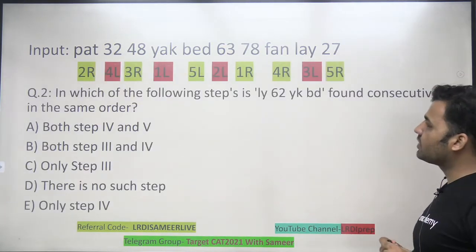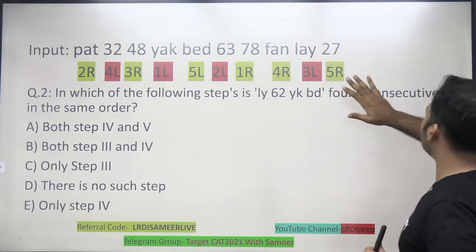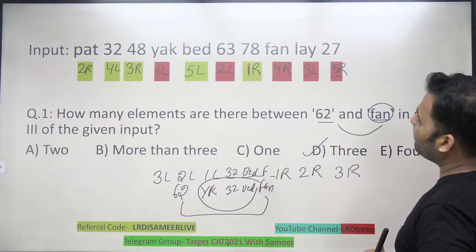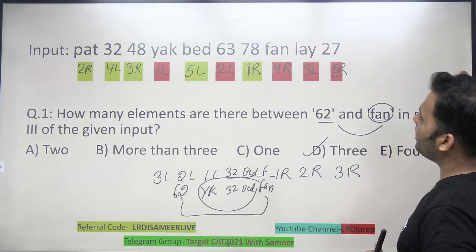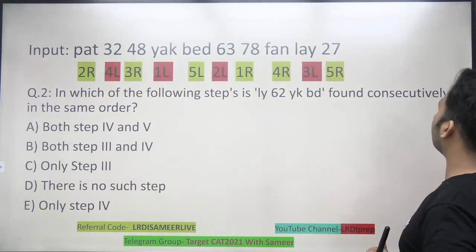Now, if you look at the next question, in which of the following steps have I written the number of elements as they are, using the ranking method. I have already given them the ranks: 2R, 4L, 3R, 1L, 5L, 2L, 1R, 4R, 3L, 5L.